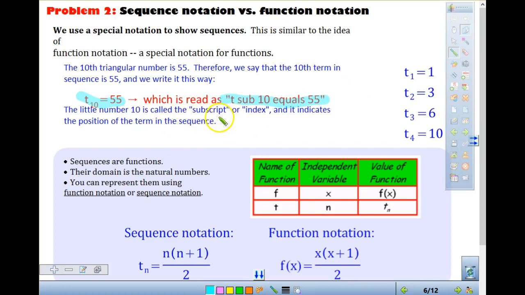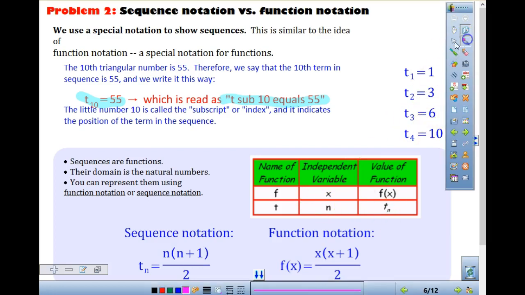The little number is called the subscript or the index, and it just indicates the position in the term. So if I was asking you, this would be my first number in the term. T sub 1 is 1. T sub 2 means the second number in the term. My second term is 3. My third term, t sub 3, is 6.